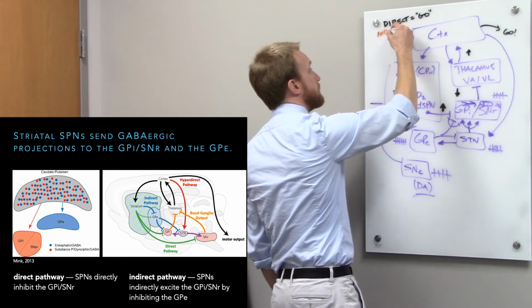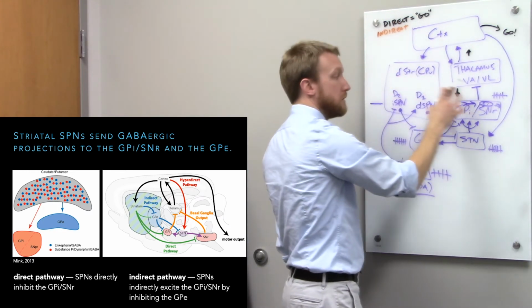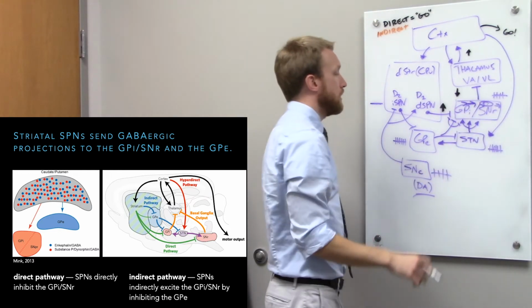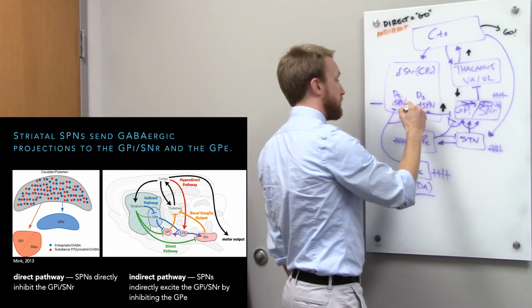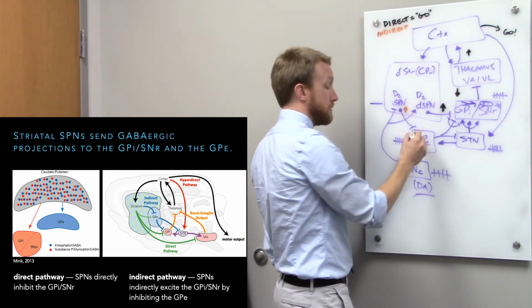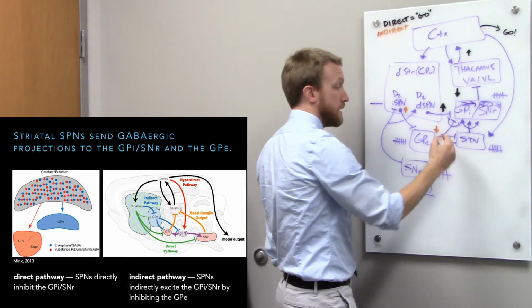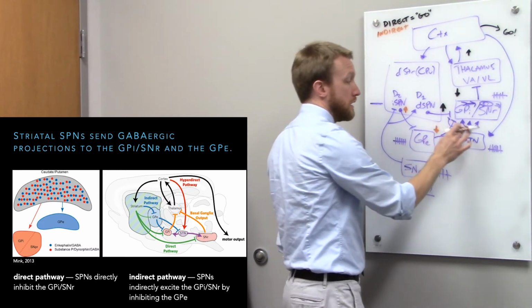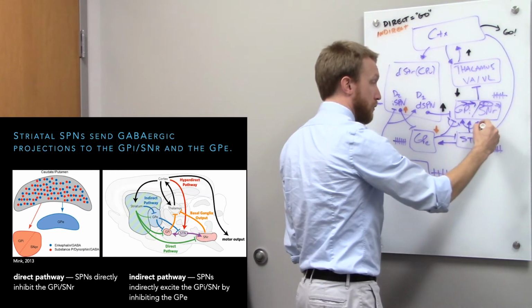Like the name suggests, it's indirect. So we're not going directly from the striatum, the input, to the output. We're going to make a pit stop. The indirect spiny projection neurons are going to inhibit the GPe. GPe is less active, so it doesn't inhibit its targets. Thus the STN is more active.